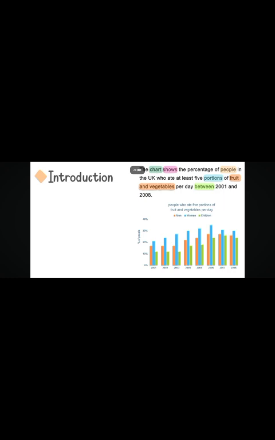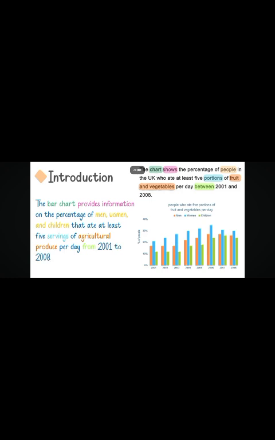Now, this is going to be our introduction paragraph. The bar chart provides information on the percentage of men, women, and children, right, that ate at least 5 servings of agricultural produce per day from 2001 to 2008. I repeat it again. The bar chart provides information on the percentage of men, women, and children that ate at least 5 servings of agricultural produce per day from 2001 to 2008. That is our introduction paragraph.